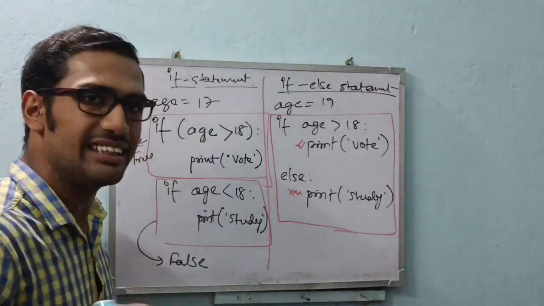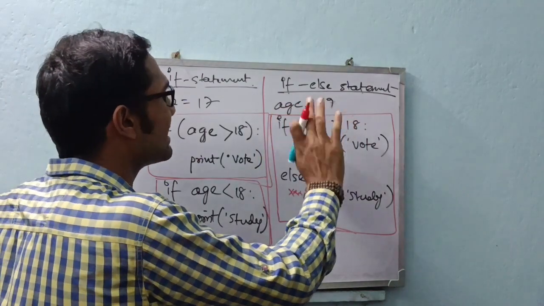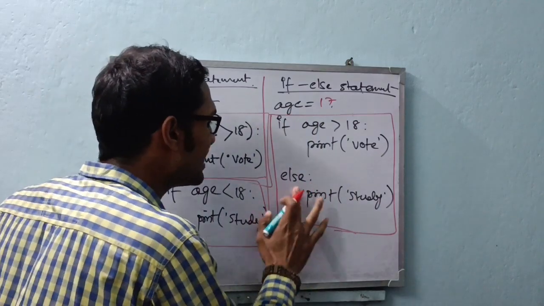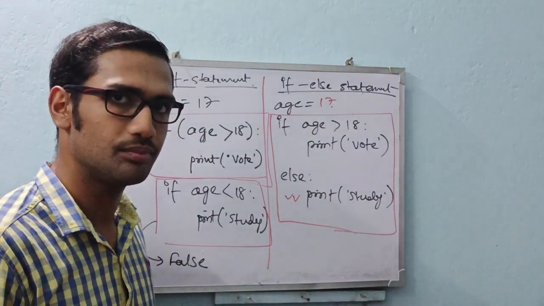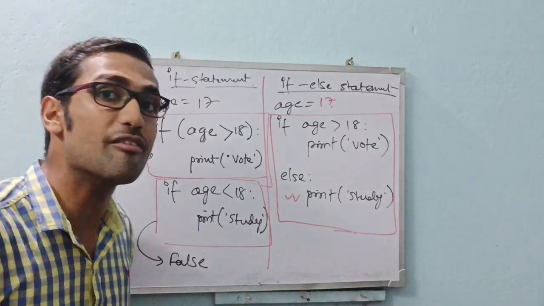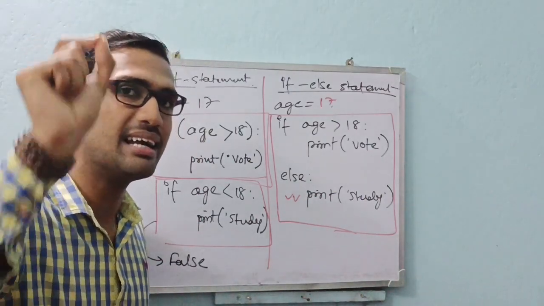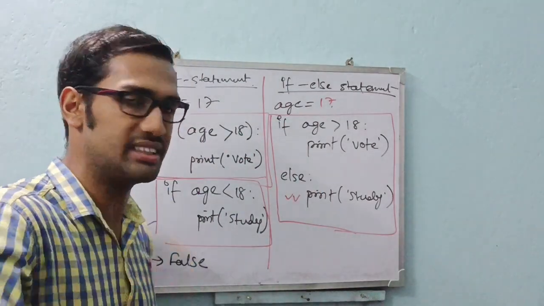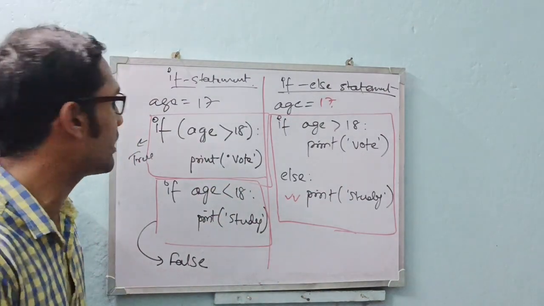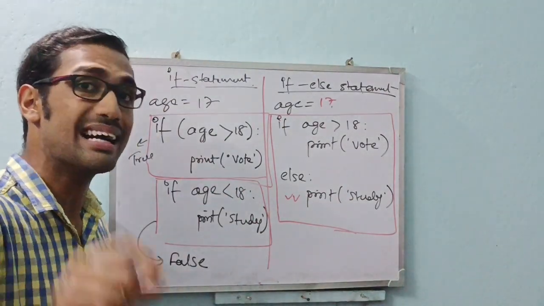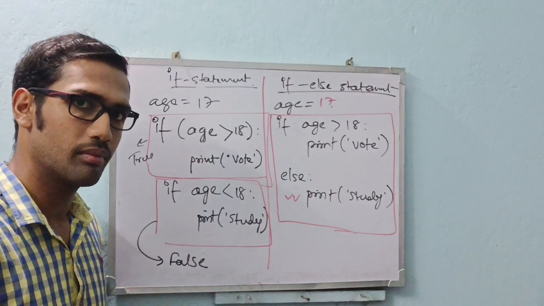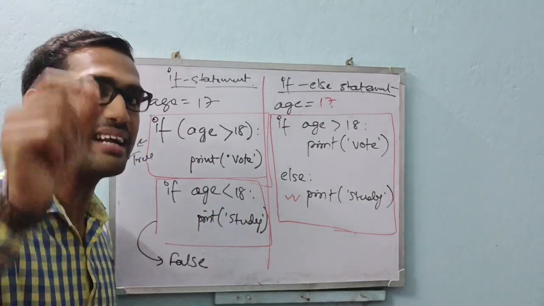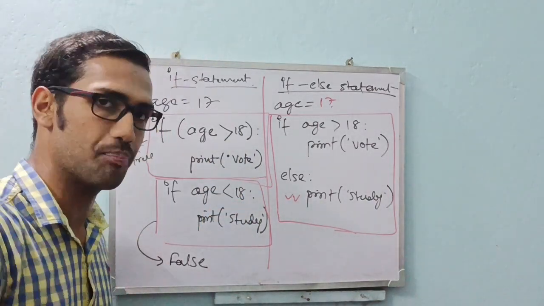Now if the age is less than 18, suppose it's 17, then in that case the else part will get executed. Now what is the advantage? The advantage is that here we have only one checking of this if condition, only one checking. And in this particular code we have two condition checks. Why two condition checks? Because these two are separate independent if conditional statements.